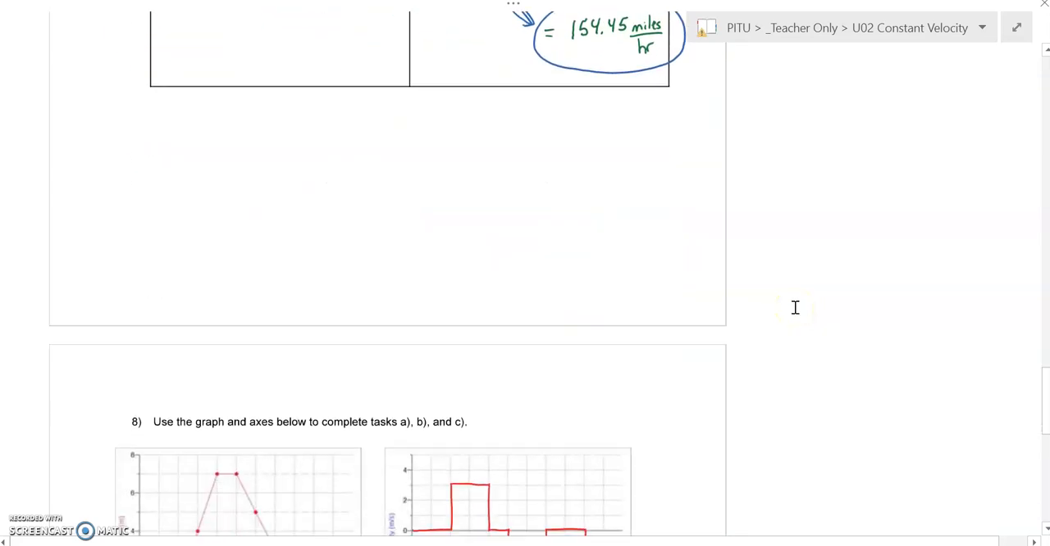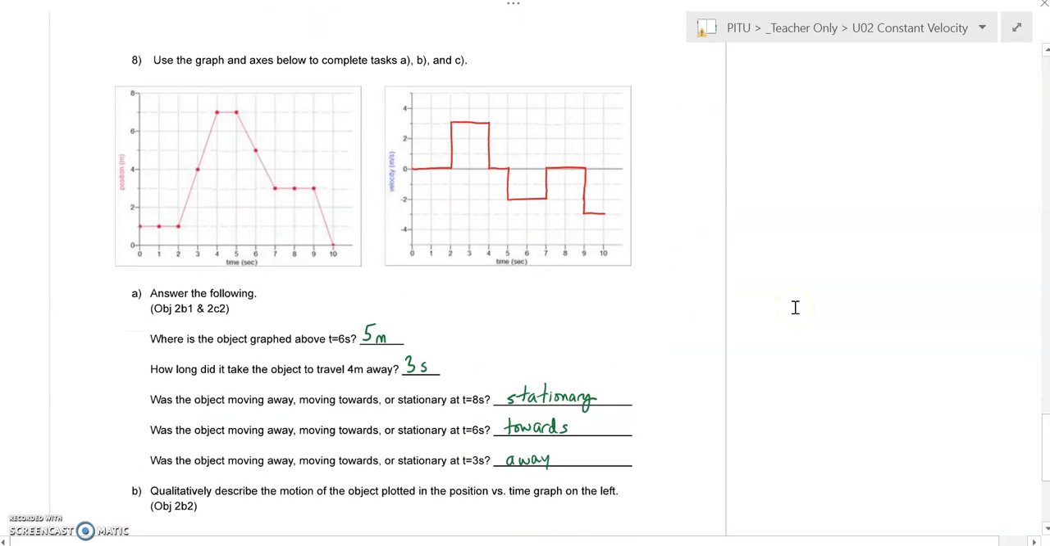And then we scroll down, and we've got this last bit of graphing here. And again, there's lots of practice with this on Actively Learn if you need to. In fact, you may have seen this graph already. So we're going to start with: where is the object graphed above at time equals 6 seconds? So we go to 6 seconds, and we read up, and we get that it's located at 5 meters. How long did it take the object to travel 4 meters away? So we go over to 4 meters, and we look over, and we figure out it's 3 seconds.